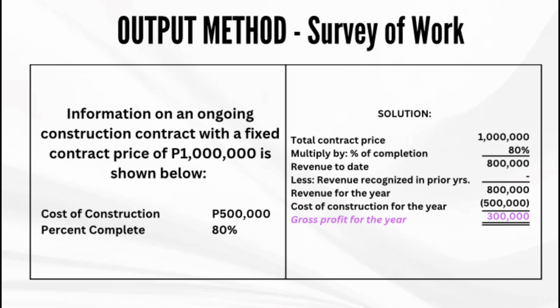The total contract price is already given, which is 1 million, multiplied by the percentage of completion, which is 80%, also given. That will result to 800,000, which is the revenue to date, less revenue recognized in prior years. It has not been stated in the problem that there is revenue recognized in prior years. Therefore, the 800,000 will be the revenue for the year. Less cost of construction for the year, which is 500,000. That will give you a gross profit for the year of 300,000.